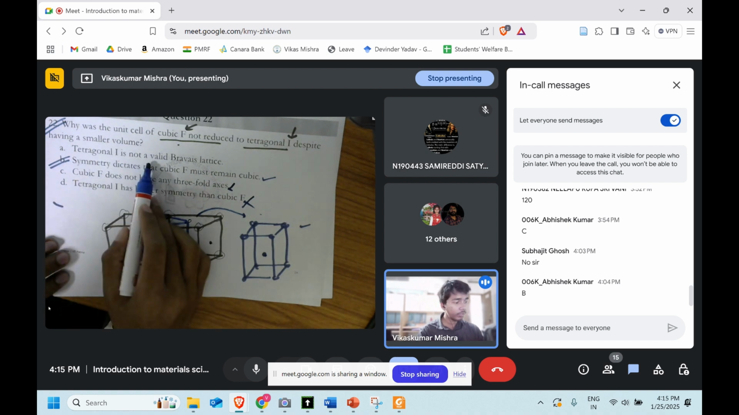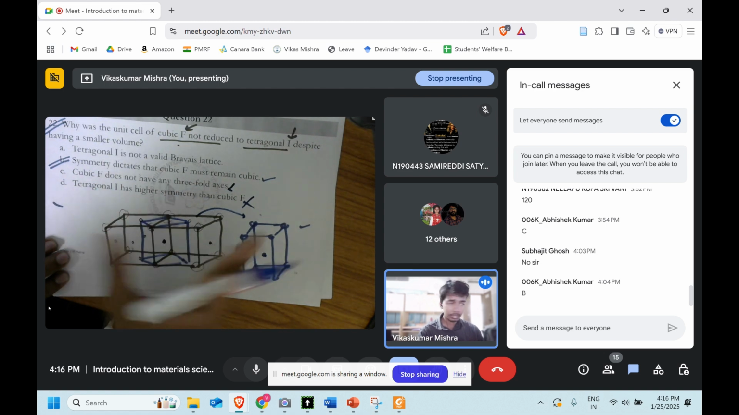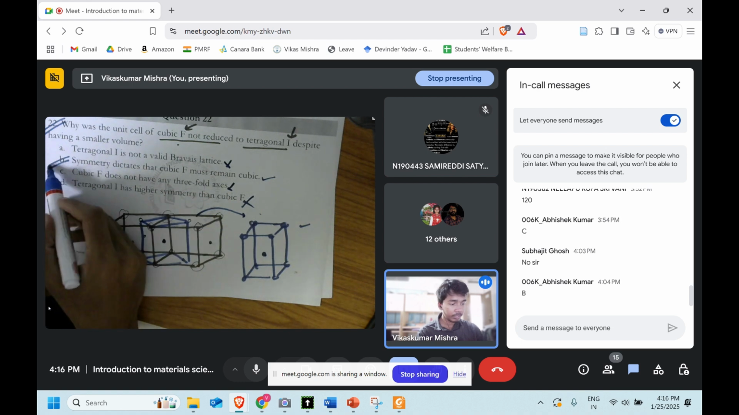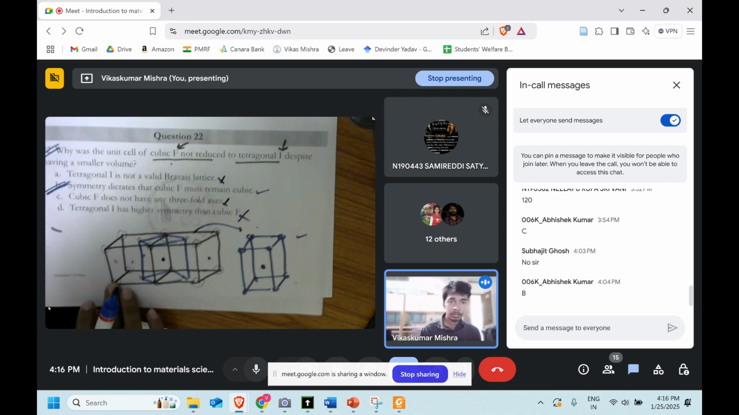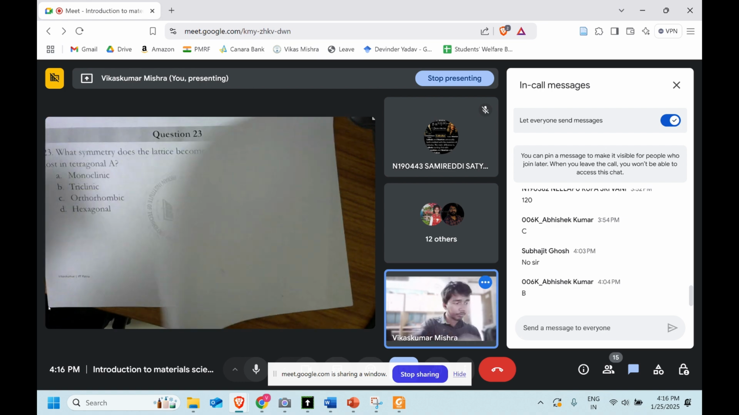The tetragonal I is not a valid Bravais lattice, they are telling. No, tetragonal I, that is the body centered, does exist, but still we are not taking it. The right answer is option B. If any doubt, please let me know, or else we'll move to the next question.